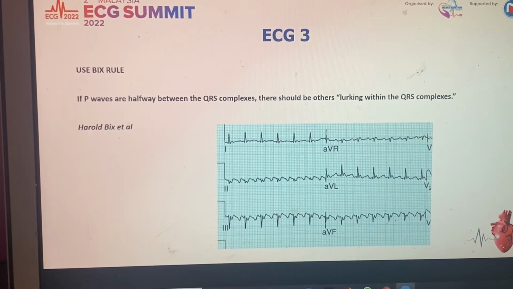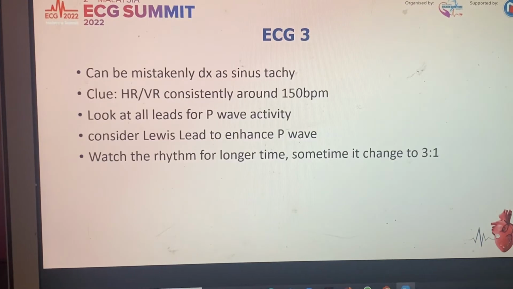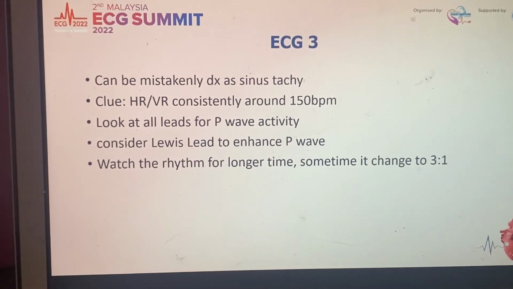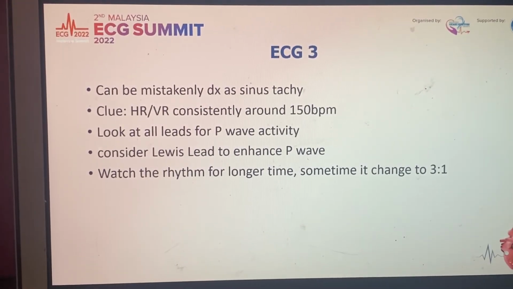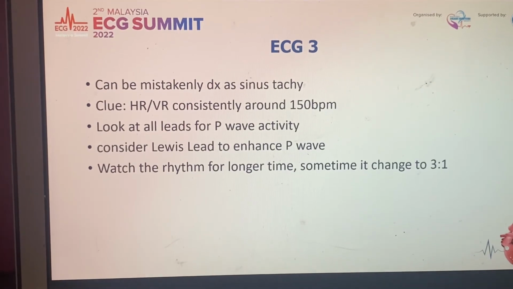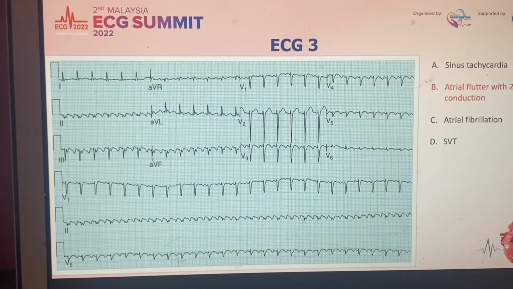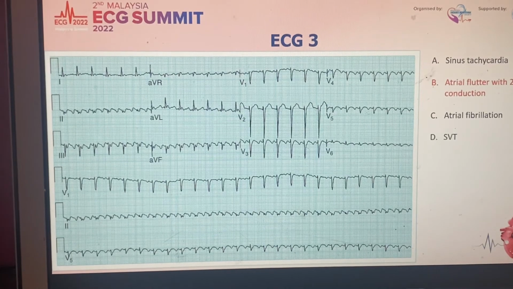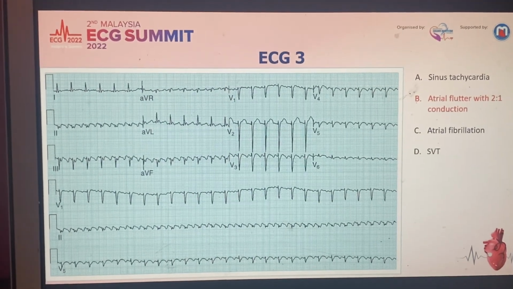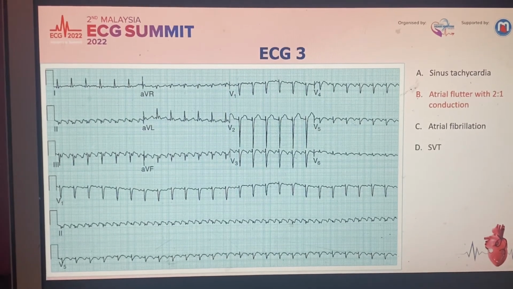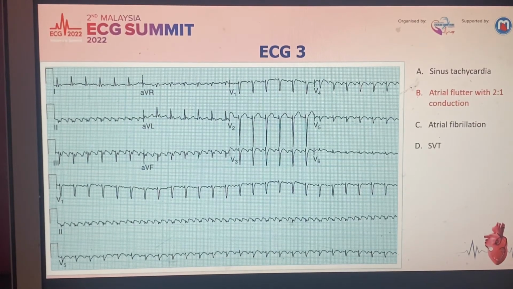Many of us diagnose this ECG as sinus tachycardia, and keep on giving medication, beta blocker. But sinus tachycardia, remember, will not fix at 150. Sinus tachycardia has fluctuation, 120, 160, and 70. If it's fixed around 140, 150, always think of atrial flutter.